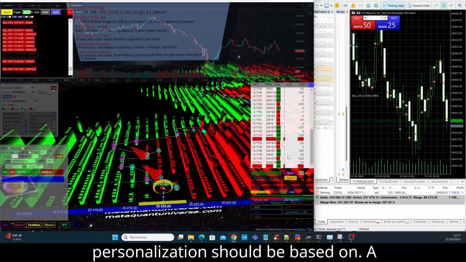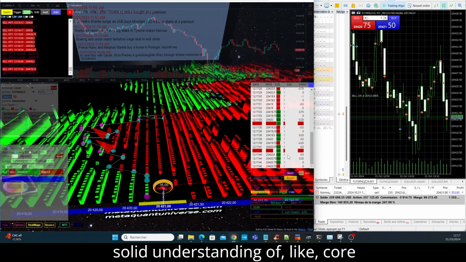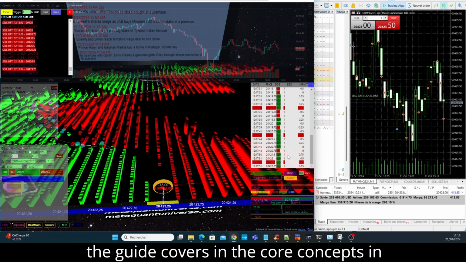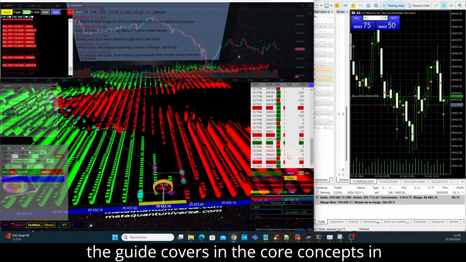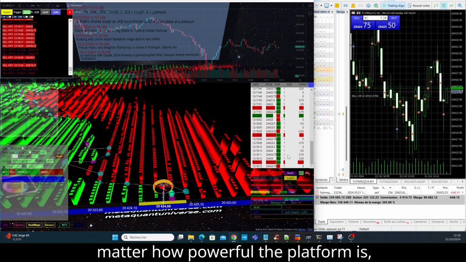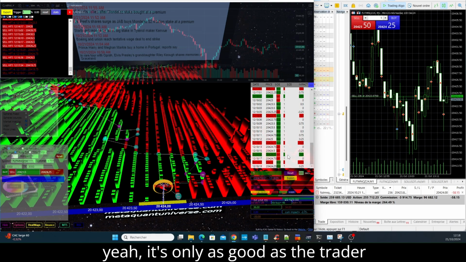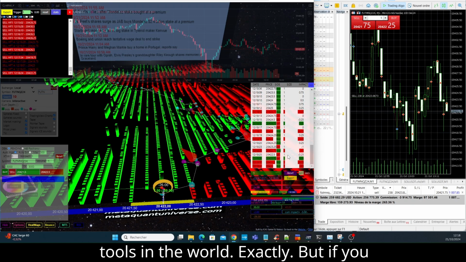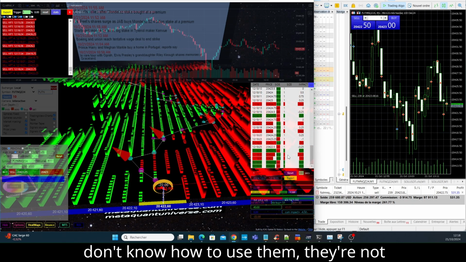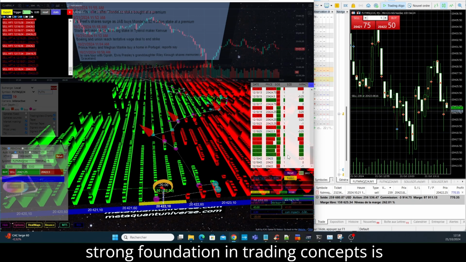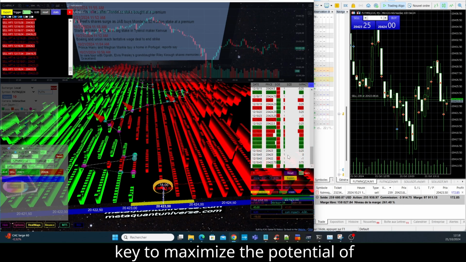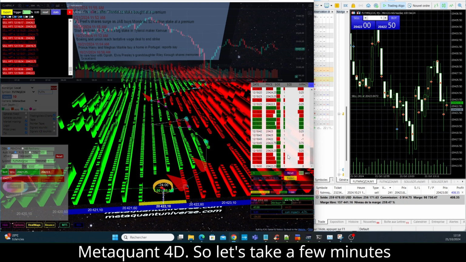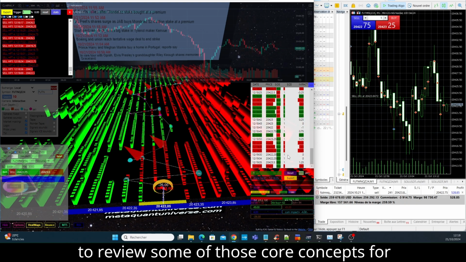Right. And that personalization should be based on a solid understanding of core trading concepts. Of course, which the guide covers in the core concepts in MetaQuant 4D section. Because no matter how powerful the platform is, it's only as good as the trader using it. You could have the best tools in the world. But if you don't know how to use them, they're not going to do you any good. A strong foundation in trading concepts is key to maximize the potential of MetaQuant 4D. So let's take a few minutes to review some of those core concepts for our listener.